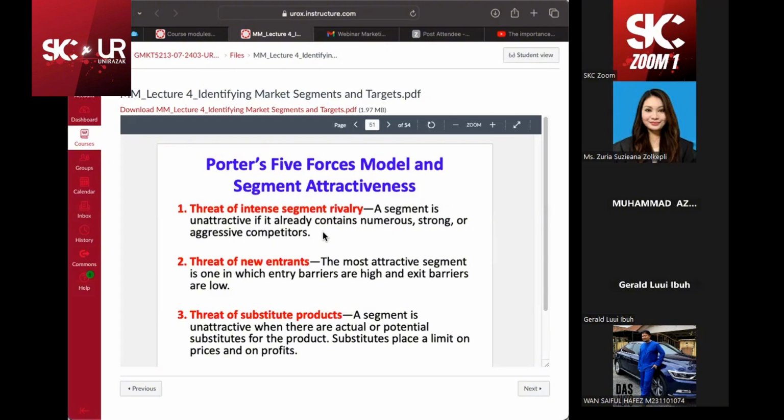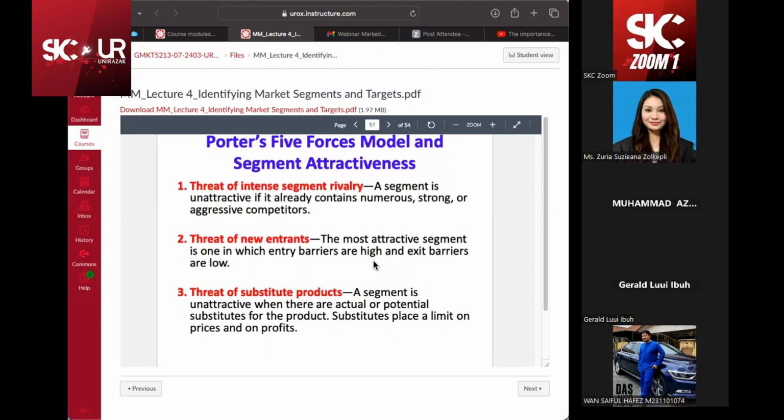Threat of intense segment rivalry. In order for us to evaluate segment attractiveness, a segment is unattractive if it already contains numerous strong or aggressive competitors. It is unattractive because it requires so much effort to compete with the competitors, especially if your market share is low lah, macam tadi kan. Lepas tu we have threats of new entrants. Not only are we going to compete with the competitors, but we also have new entrants.